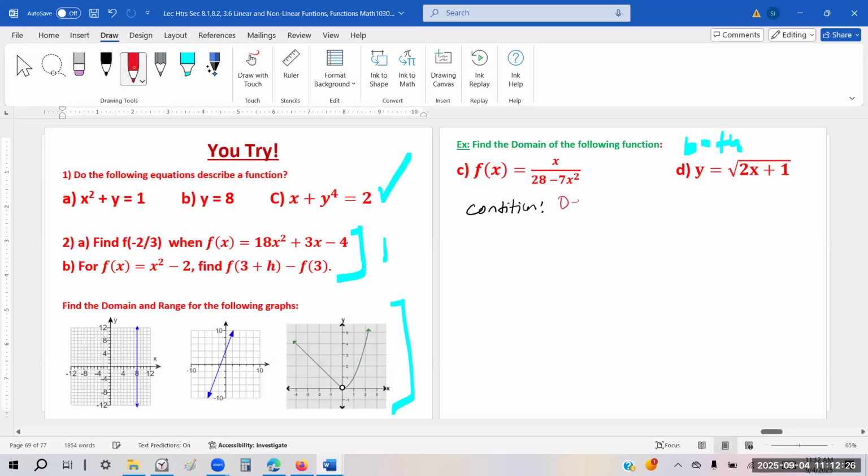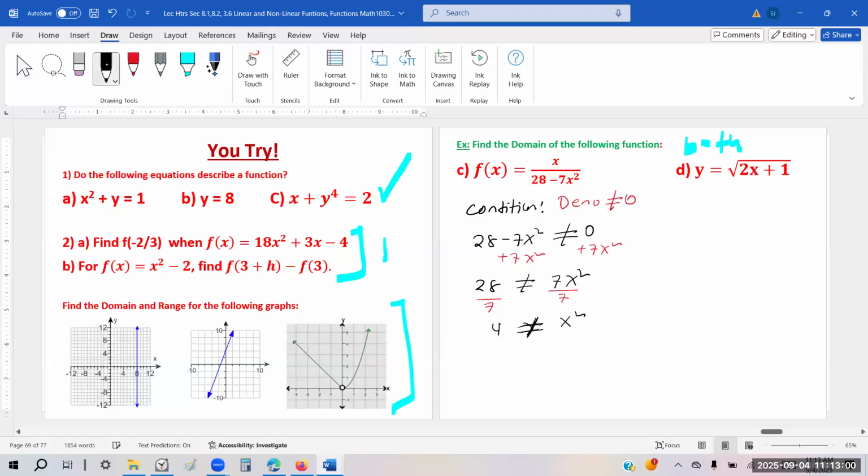Our problem or condition is that the denominator cannot be 0. So we have 28 minus 7x squared. That cannot be 0. Then you would add 7x squared to both sides. So 28 cannot be 7x squared. Divide by 7 on both sides. So x squared cannot be 4. Square root. So x cannot be only 2. What number squared is 4? Positive and negative 2.